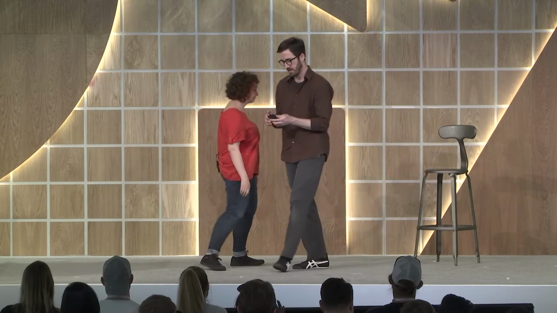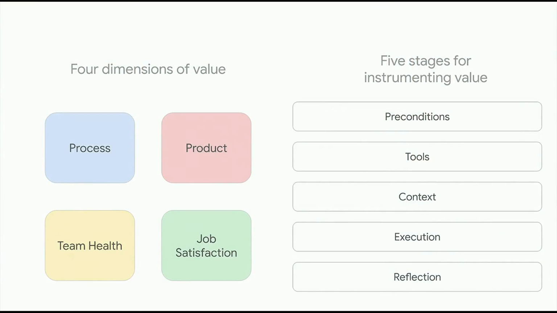All right. Thank you very much. So one last thing before we wrap everything up. Now that we've covered all the basics, we're all on the same page, we're going to focus on a couple more concrete examples. So on the left of this slide, we have our 4 dimensions of value that we introduced earlier. And then on the right, we have the 5 stages to actually instrument value within your product lifecycle.